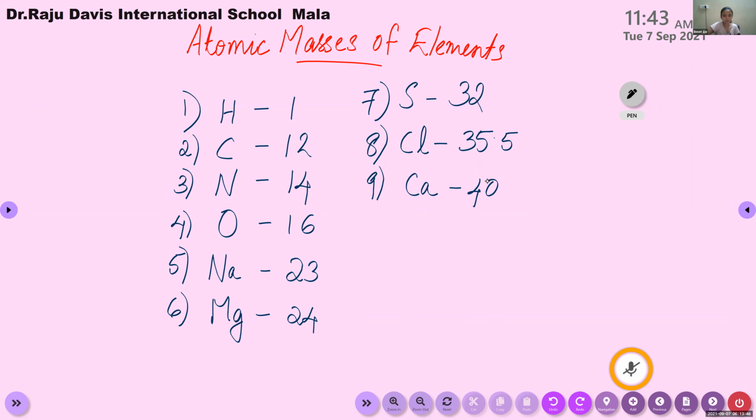Lynette, can you please read the names of the elements and their atomic masses? Hydrogen, atomic mass 1. Carbon, atomic mass 12. Nitrogen, atomic mass 14. Oxygen, atomic mass 16. Sodium, atomic mass 23. Magnesium, atomic mass 24. Sulfur, atomic mass 32. Chlorine, atomic mass 35.5. Calcium, atomic mass 40. Okay. Then Hira, can you please repeat it once again?